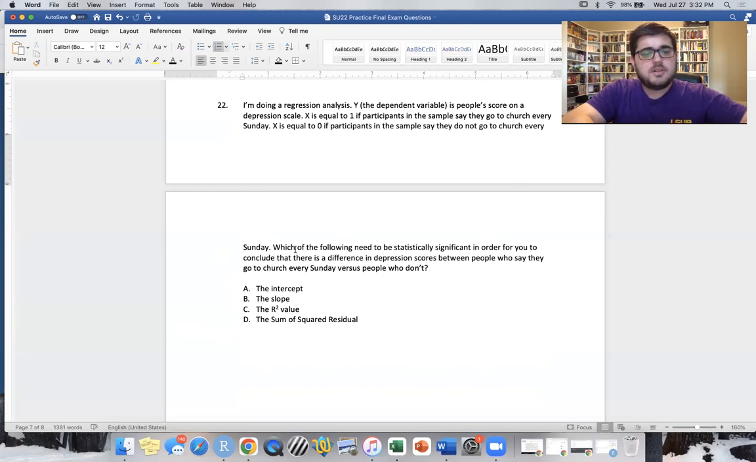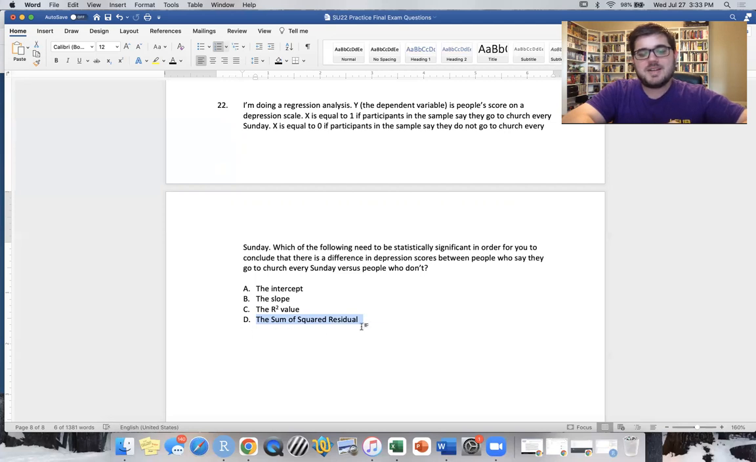Which of the following need to be statistically significant in order for you to conclude that there is a difference in depression scores between people who say they go to church every Sunday versus people who don't? What would these things mean for this regression analysis? You have X is the dummy variable, which basically is 1 if you go to church and 0 if you don't. So the sum of squared residual would mean the total amount of misfit between the model's predictions and where the data actually ended up.